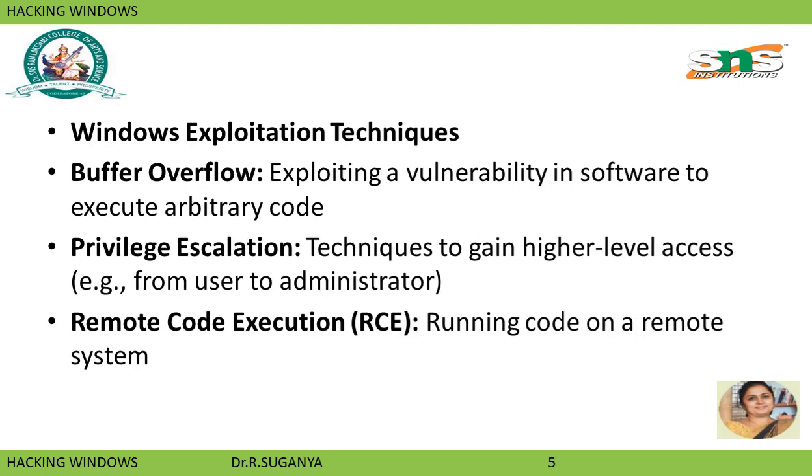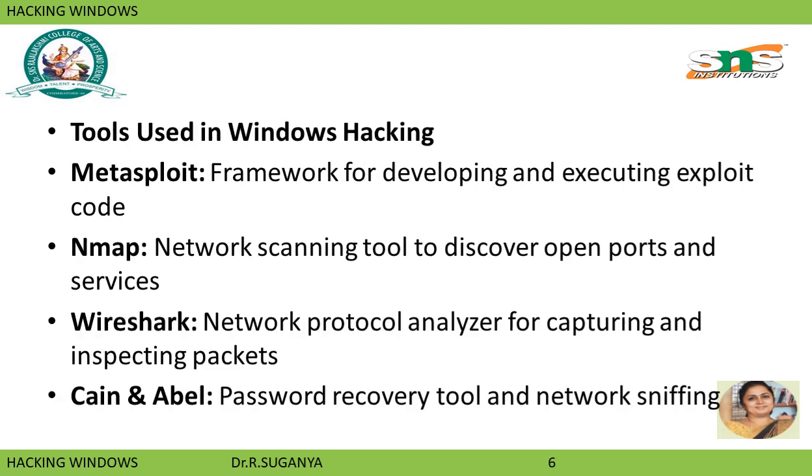Windows exploitation techniques. First is buffer overflow, exploiting a vulnerability in software to execute arbitrary code. Then privilege escalation, which is a technique to gain higher level access, that is from user to administrator. And the third one is remote code execution, which is running code on a remote system.